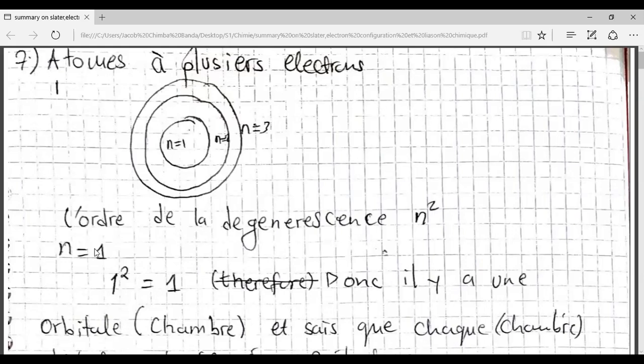I hope you can see my diagram. Yeah, we can see.